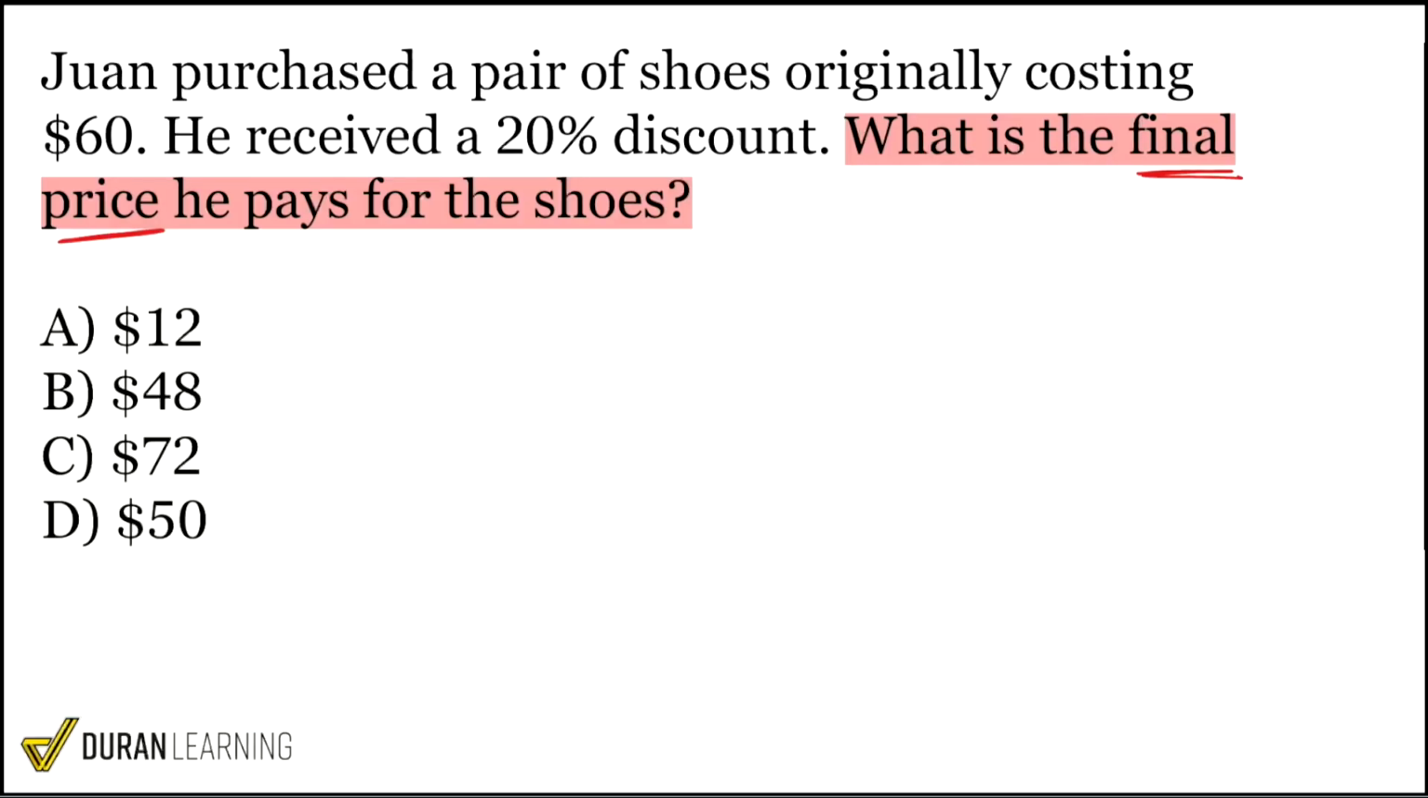Well, I'm going to spot it here. It says the pair of shoes originally cost $60. And I also see that there's a 20% discount on those shoes. My party people, this is how you can tell whether or not you're on the right track. Watch this. I'm going to write this 20% times the original $60.